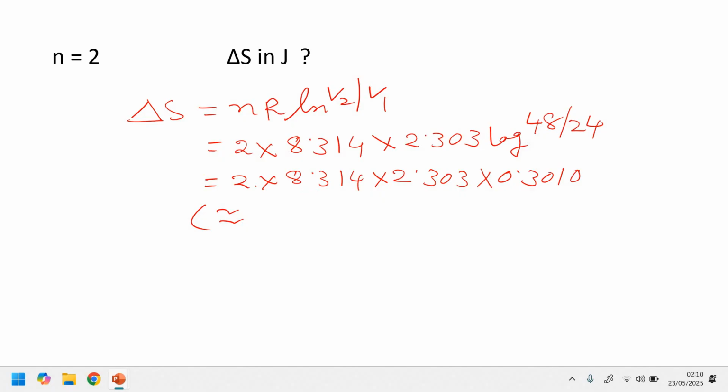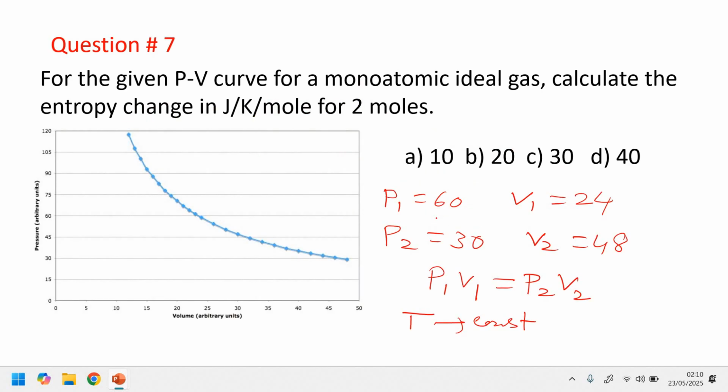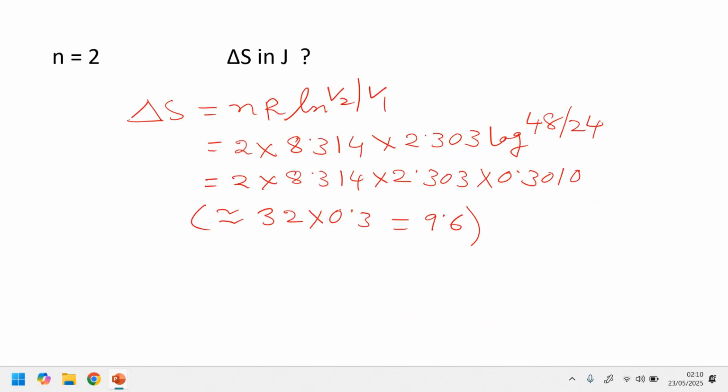Now we'll calculate approximately. 8.3, so we'll take 8 into 2, 16, 16 into 2, 32, so 32 into 0.3, that means 9.6, roughly, approximately. 9.6 means it is close to 10. That is, answer is A. And here if you want to know the exact value, the correct value is 11.52 joules. Okay. Now, next question.